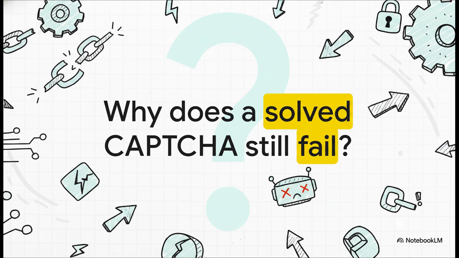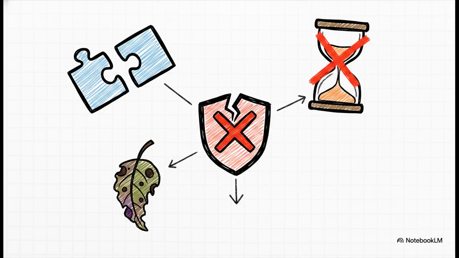We see this question literally all the time. Why does a supposedly solved CAPTCHA still fail? The answer is almost always one of three things. The token was submitted in a mismatched session, or it expired before it was even used, or it was generated from stale, incorrect challenge parameters because the live page changed on you. Submitting a token in the wrong HTTP context is a guaranteed instant rejection.